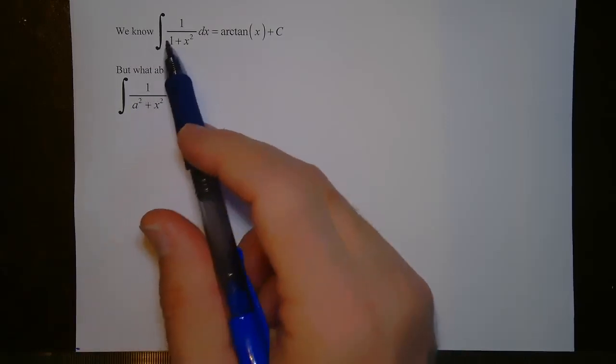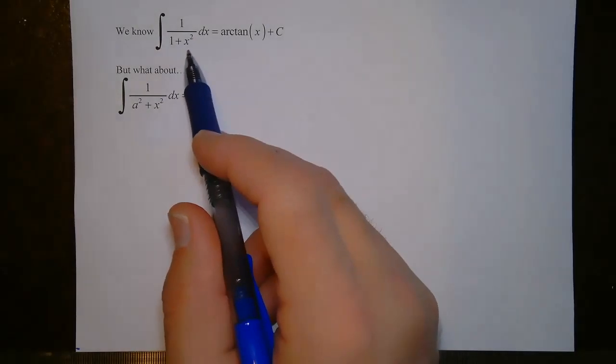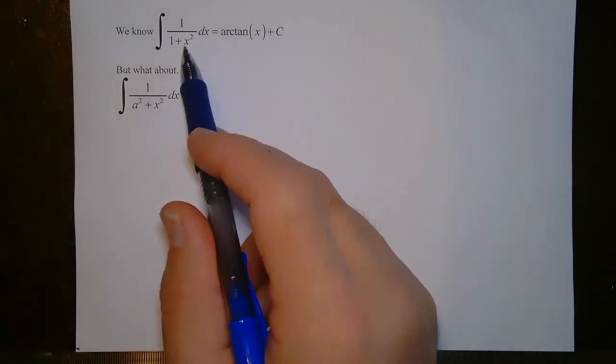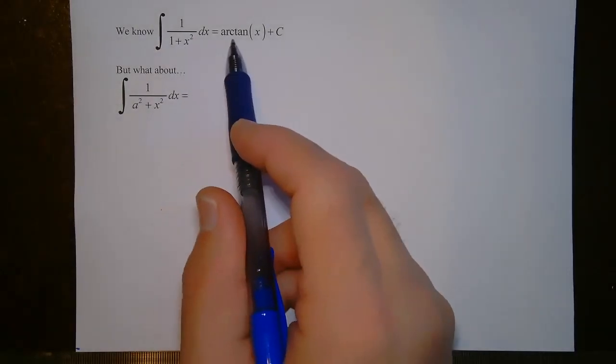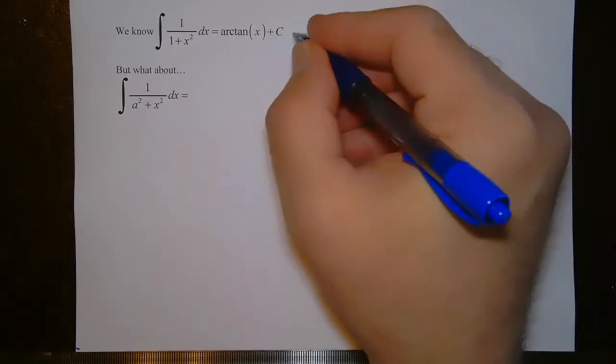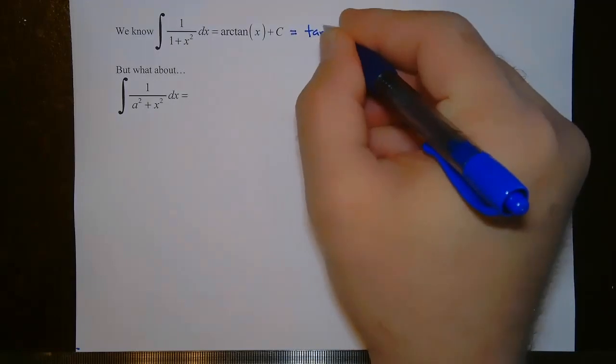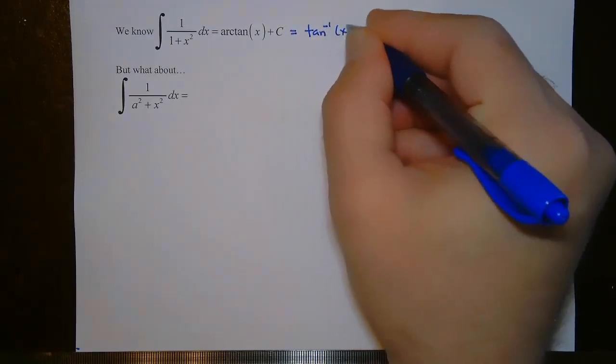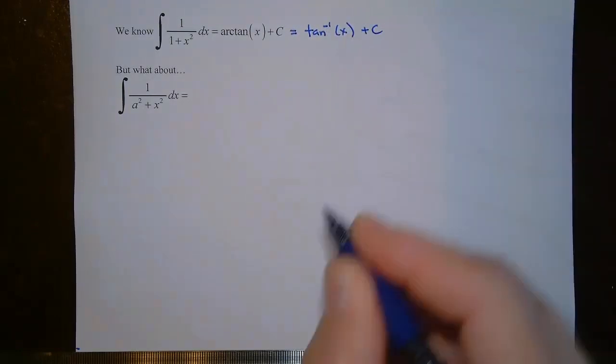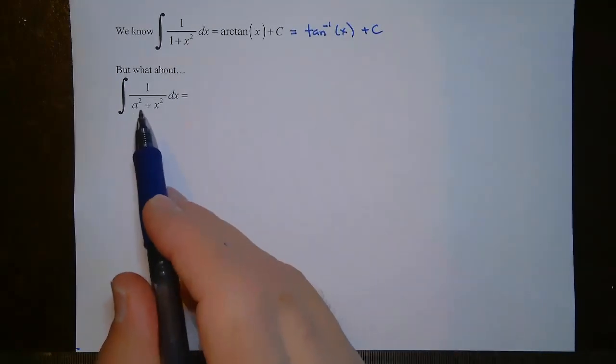Okay. So we know the integral of 1 over 1 plus x squared dx. Okay. We should recognize that that's the derivative of arctan x plus c, or tan inverse of x plus c. Okay. So let's write tan inverse of x plus c, right? Okay. But what about this?